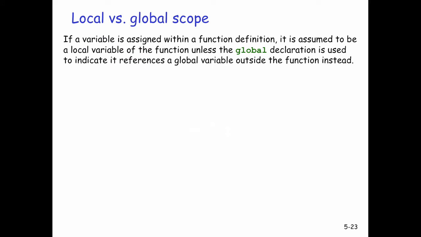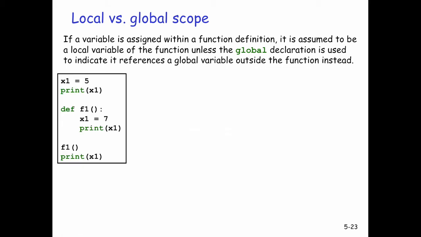Now let's talk about the notion of local versus global scope in the context of some concrete examples. So take a look at this example here and see if you can predict what's going to happen. What do we have? We have an example in which we define a variable x1 that's initialized to 5. We print out its value. We then define a function f1 that sets x1 to 7 and prints out x1. Then we invoke f1 on 0 arguments and print x1. And the question is, what sequence of values do we see printed out?